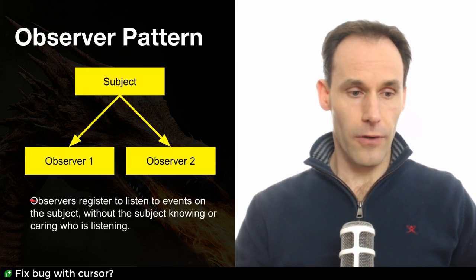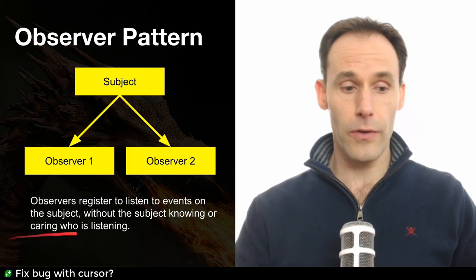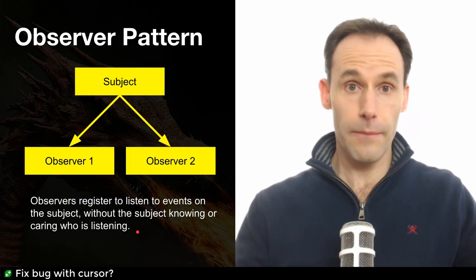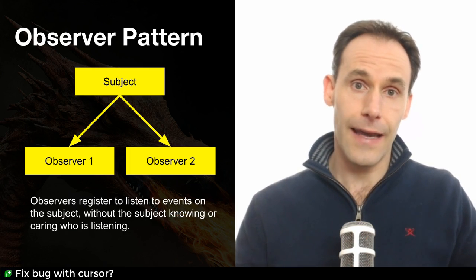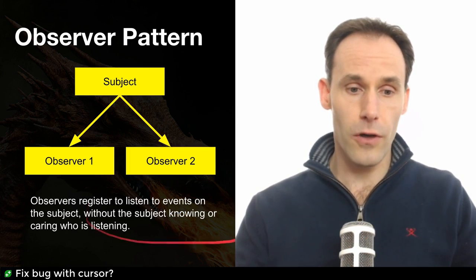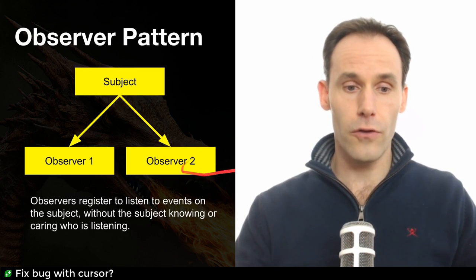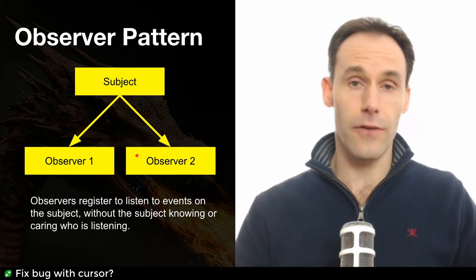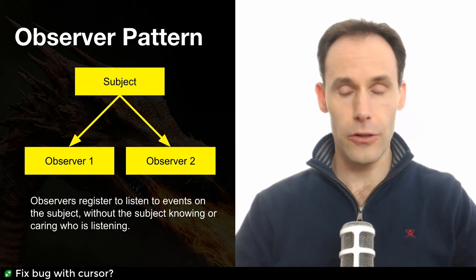So a little paragraph here: observers register to listen to events on the subject without the subject knowing or caring who's listening. So that's an important thing. The subject, the thing they're subscribing to, doesn't know or care who's listening. It just provides a mechanism for new observers to register themselves. So if another class comes along down here, observer 2, you don't actually have to make any changes to the code of subject in order to be notified about these events, which is pretty cool, right?